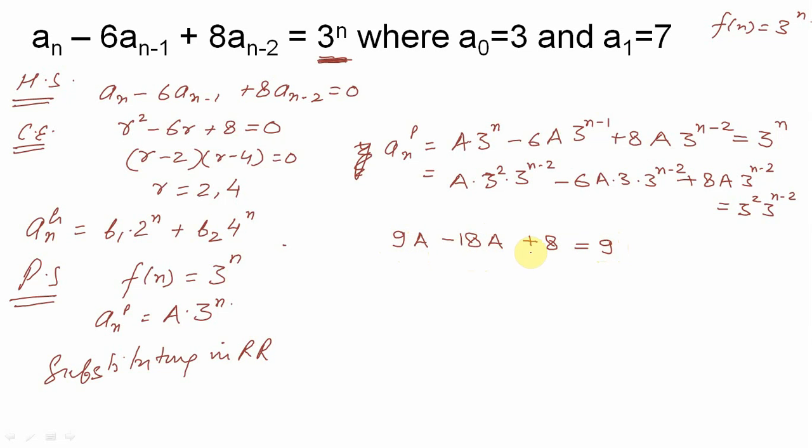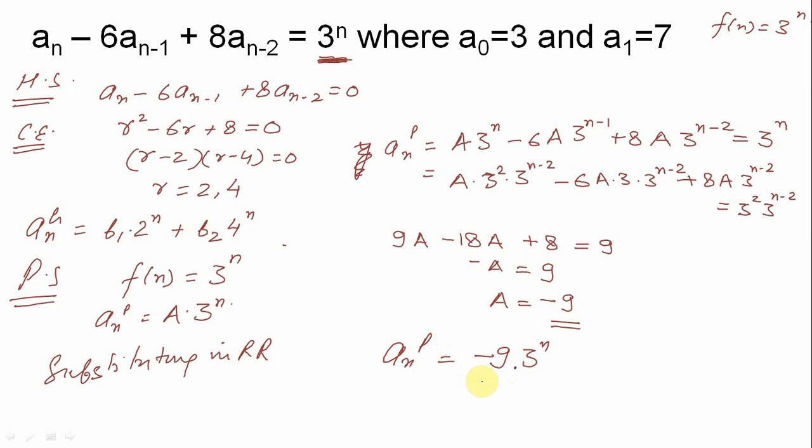So solving it, 9 plus 8, 17 minus 18. So minus a is equal to 9, or a is equal to minus 9. So now the particular solution is a_n^p is equal to minus 9 into 3 to the power n. This is the particular solution. Let's put a bracket over here so that there is no confusion. So this is the particular solution. Now what we are going to do is we are going to find the general solution.